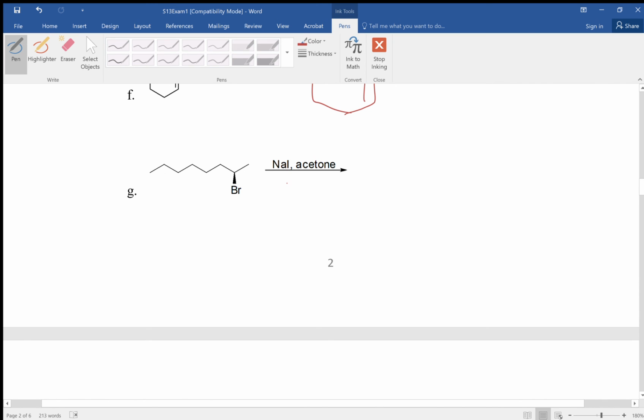Finally, in part G, we have an SN2, and these are the exact SN2 conditions we used in our lab experiment. So with a secondary carbon, we know SN2 can work. The iodine will replace the bromine. But the other important thing to remember is that SN2 attack always occurs from the opposite face, so we get an inversion of configuration to form this product.